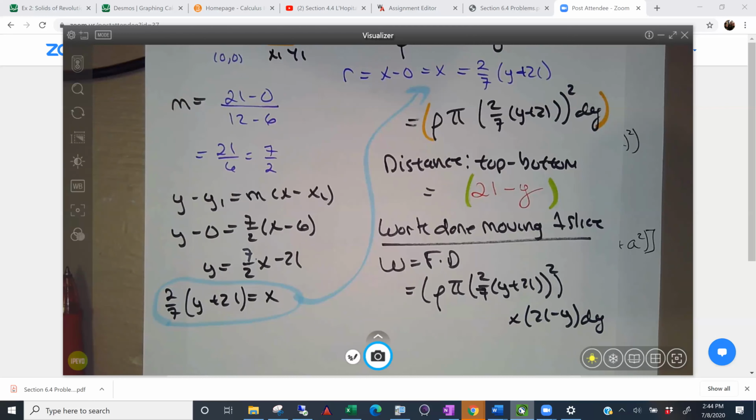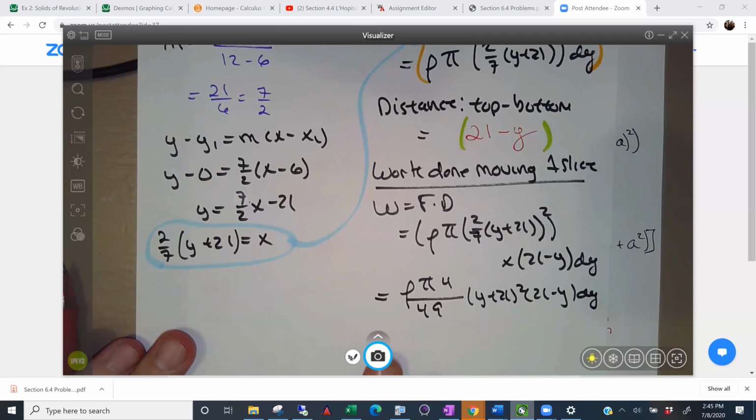Beautiful. Now I'll finish it up. Let me clean this up a little bit. If I square that out, that's going to be 4/49. So this is going to be rho times pi times 4/49 times y plus 21 squared times 21 minus y dy. Should probably put the 4 out there. Actually, 4 times 62.5 is going to be 250.